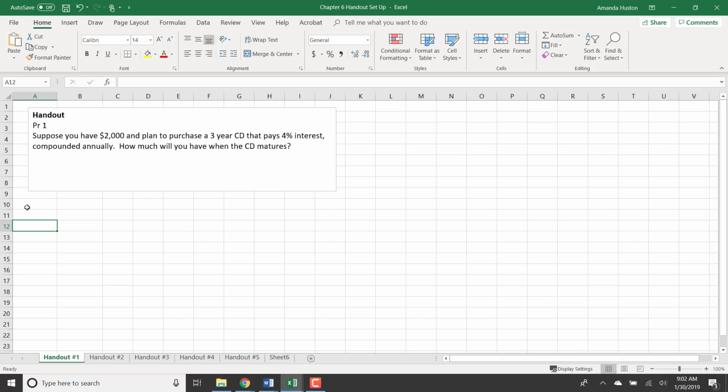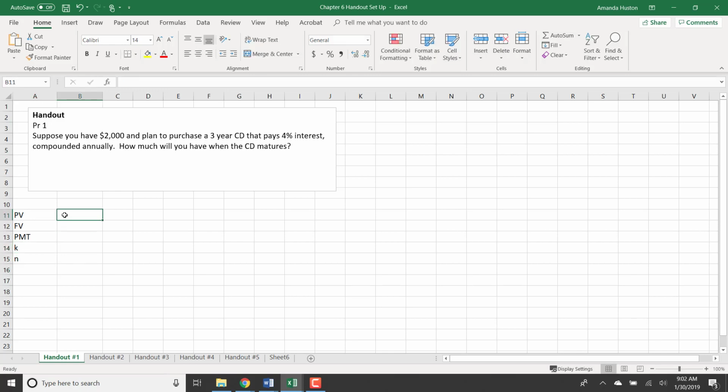We're going to set all of our time value of money problems up the same in Excel. So PV, which stands for present value, FV, which stands for future value, PMT, which stands for payment. We're going to have K, which stands for rate, and N, which stands for number of periods.